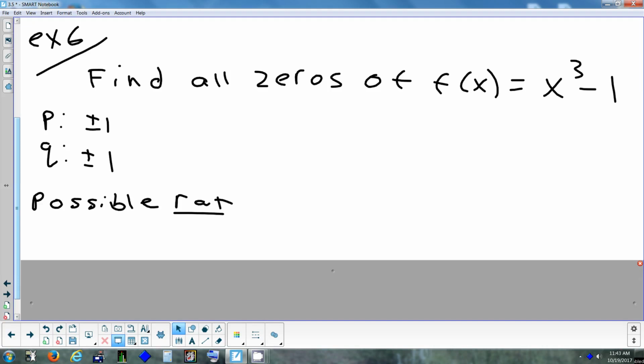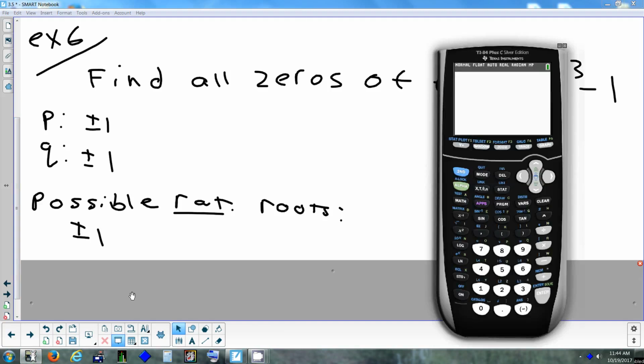So my possible rational roots: what are all the different combinations you could have if you take all the p's and divide by all the q's? It's just plus or minus 1. So I guarantee you this graph is going to cross the x-axis either at 1 or negative 1. How can we figure out which one it is? We can just graph it. All right, let's graph it.